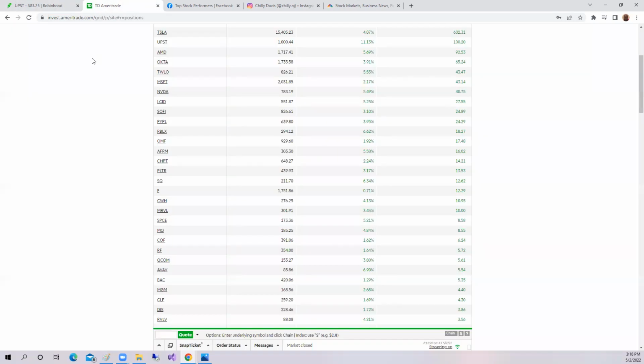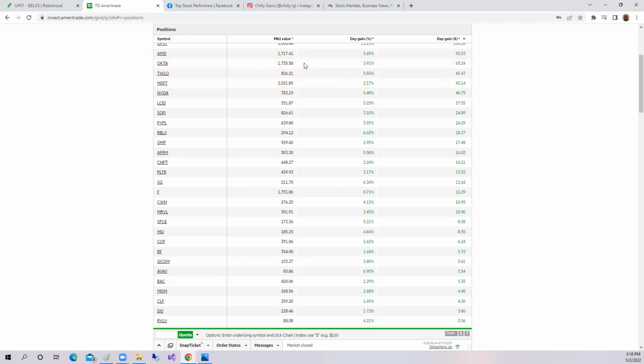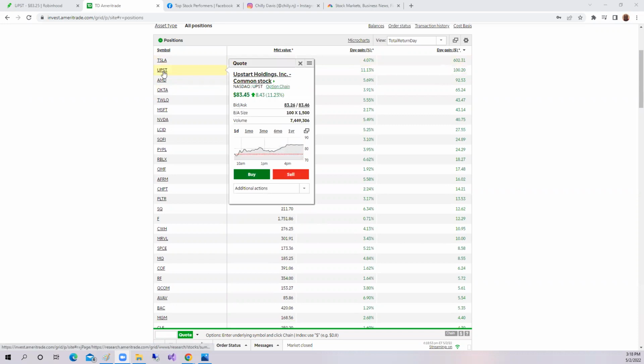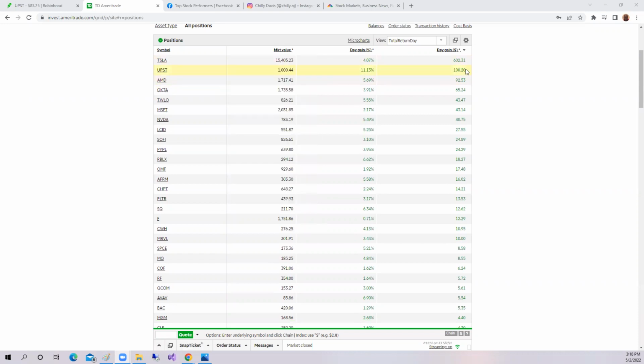Now let's take a look at the portfolio where we made the most money. Okay, today's top cash gainer was Tesla. Tesla was the top cash gainer. Let's see here. Made a little over $600. In second place was Upstart Holdings, 11%, made about $100.